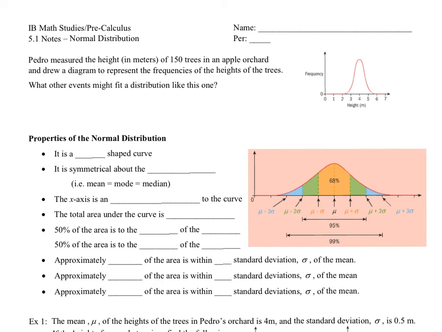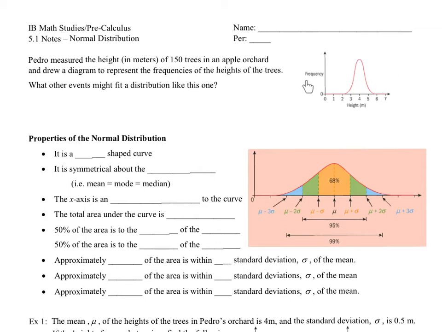Hello Math Study students. In this video we're going to take a look at the characteristics of a normal distribution of data. So let's start with an example. We have Pedro who measured the height in meters of 150 trees in an apple orchard and drew a diagram to represent the frequencies of the heights of the trees. So here's a diagram of his data.